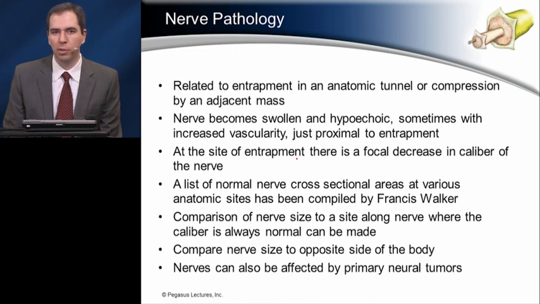The other thing you can do to determine if a nerve is enlarged is compare the nerve at the site of enlargement to a site where you know the caliber should always be normal. You can also compare the nerve size within the area of compression to the opposite extremity of the body. Nerves can also be affected by primary neural tumors that can cause swelling. So nerves enlarge when they get compressed, but you can also have nerve enlargement when there's a primary tumor.